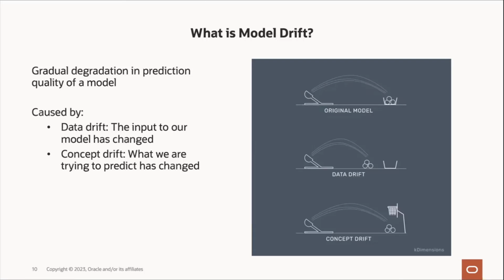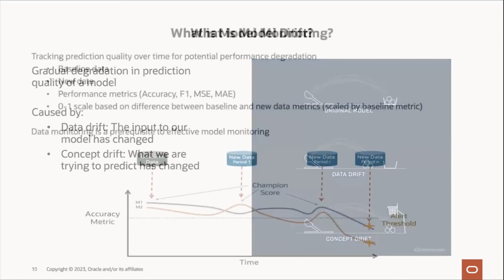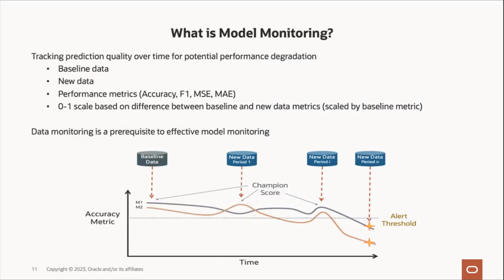So now that we understand what model drift is, we can talk about model monitoring, tracking the prediction quality of our models over time to look for that performance degradation. Again, we're working with a baseline data period and the new data periods. And this time, instead of looking at bivariate interactions and such, we're looking at the performance metrics of our models. It could be accuracy or F1 for classification, mean squared error, mean absolute error for numeric prediction, for example.